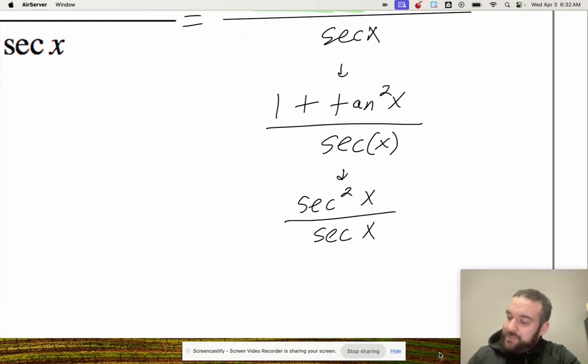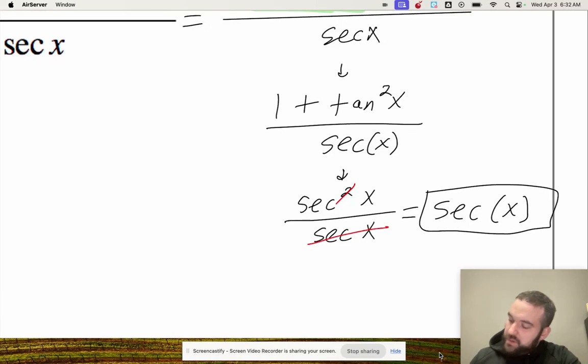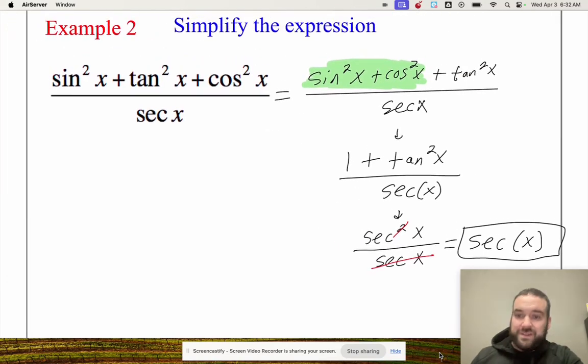So what ends up happening here is I can cancel that secant in the denominator with one of the secants, or one of the powers of secant, in the top. And so what I end up with is simply the secant of x. So this big crazy long expression, sine squared plus cosine squared plus tangent squared over secant, actually was able to be consolidated all the way down to just secant.